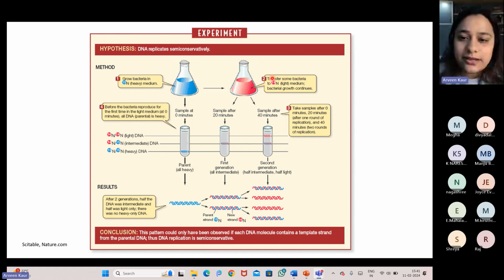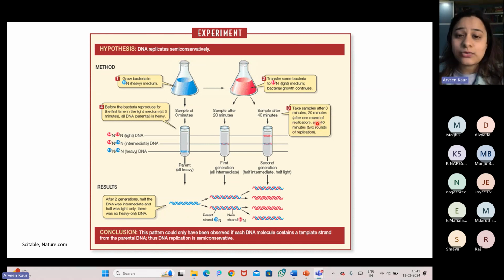So all the parents had this heavy chain band present. Then they transferred some of the bacteria from this first setup into the second beaker that contained N14, which is lighter than N15, right? Because the growth media was well supplemented, the bacteria continued to grow. After that, they took samples at 0 minutes, 20 minutes, that is around one round of replication in case of E. coli, and 40 minutes, that is around two rounds of replication for E. coli.